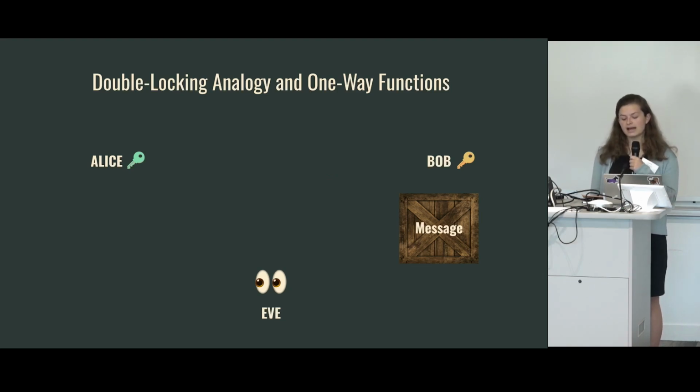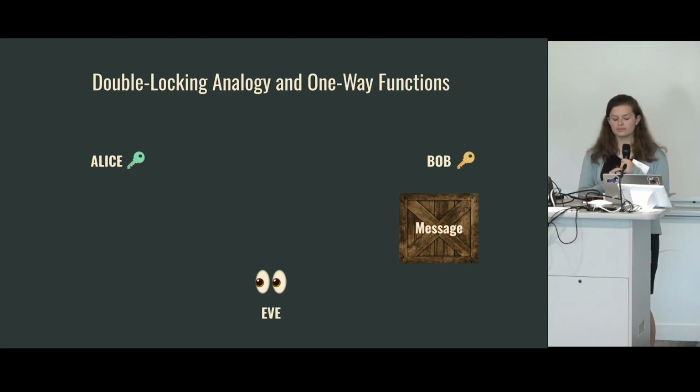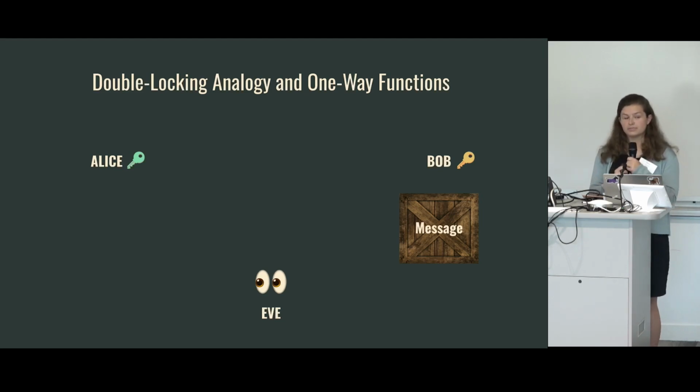Notice how through this entire exchange, Eve wasn't able to gain access to the message because there was always at least one lock on the box every single time the message was sent back and forth. In cryptography, the locks are very hard math problems called one-way functions that are very easy for computers to do, but take a very long time for computers to effectively undo, which basically prevents Eve from doing the math necessary to unlock the message.